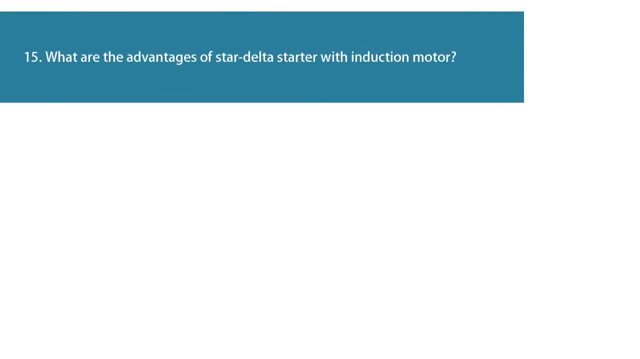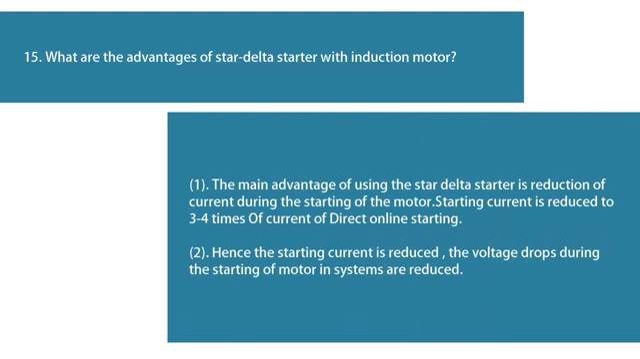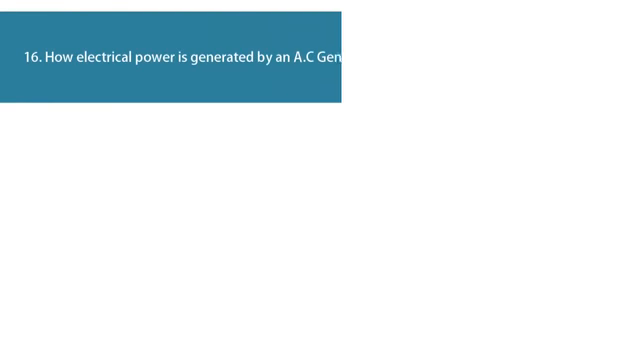15. What are the advantages of a star-delta starter with an induction motor? 1. The main advantage of using the star-delta starter is the reduction of current during the starting of the motor. Starting current is reduced to one third of the current of direct online starting. 2. Since the starting current is reduced, the voltage drops during the starting of the motor in the system are reduced.